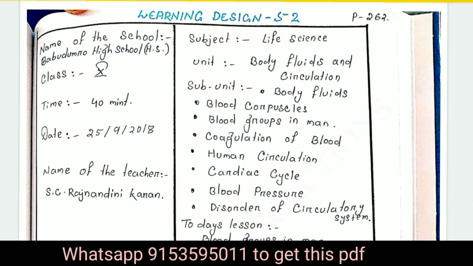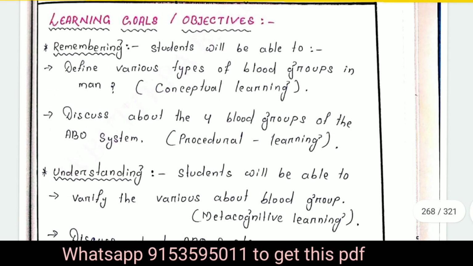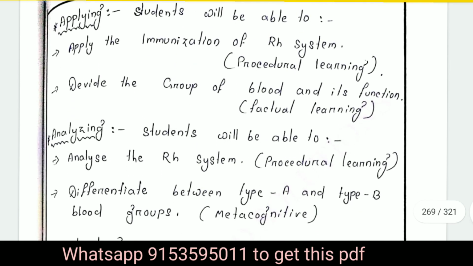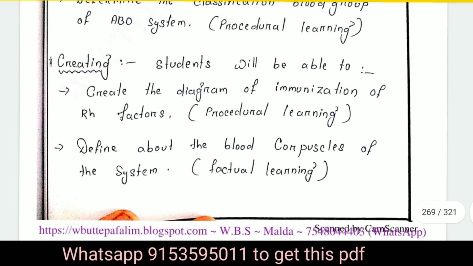Coming to our learning design number 52, today's lesson: blood groups in man. Learning goals or objective, remembering, understanding, discuss about ABO system, etc. Applying, analyzing, evaluating, differentiate between type A and type B blood groups. Determine the classification of blood group of ABO system. Creating, student will be able to create the diagram of immunization of Rh factor.